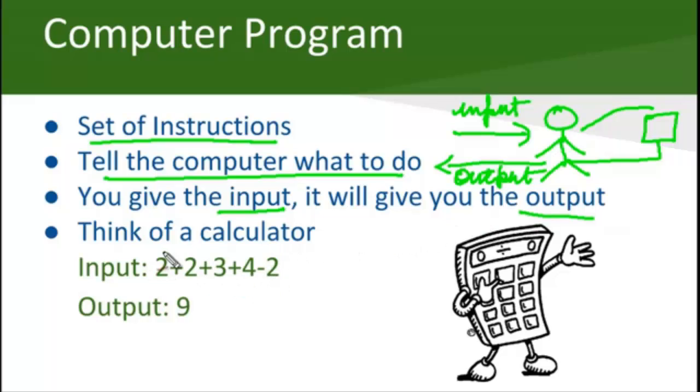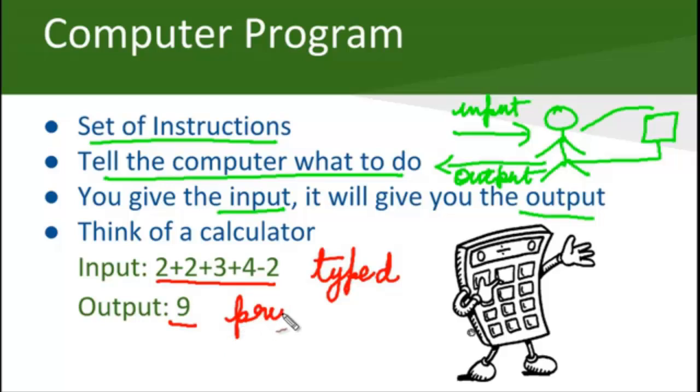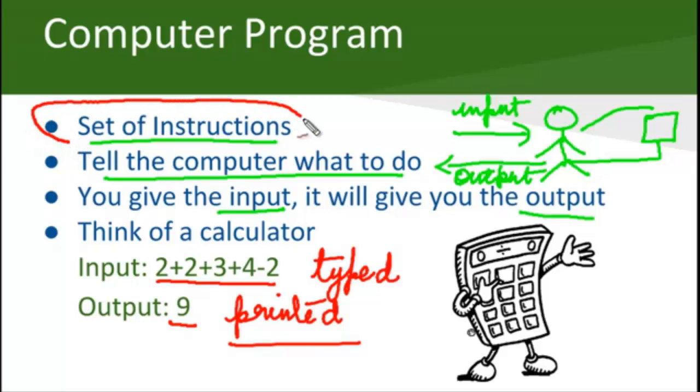Now, try to think of a calculator. When you type 2 plus 2 plus 3 plus 4 plus minus 2 on your calculator, it basically prints 9 on the screen. So, what you typed was the input, and what got printed on the screen was the output. So similarly, for a computer, the program is a set of instructions. These instructions basically tell the computer what to do, and you give some input and it will give you back the output.